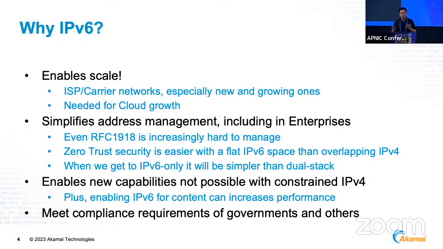And IPv6 definitely simplifies address management. Even if you do private IP, you have to do NAT or NAT and NAT, carrier NAT. So there's a lot of management that you have to do if you use private address space. If you do zero trust security, a flat IPv6 space is also easier compared to V4. And if you go direct to V6, you will find that it's easier to manage because you don't need to manage two stacks, V4 and V6. You just manage V6. Of course, externally you still need some translation. I think the previous speaker has talked about that.